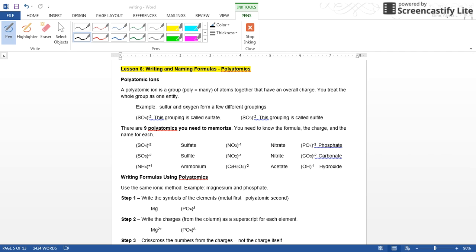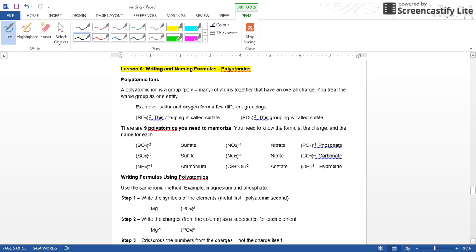Okay, so there are what's called polyatomics. You're going to need to know about 9 of them that you're going to see throughout the entire year. If you don't know them, it's going to be very challenging. But basically, it's going to be a group of atoms together that have an overall charge. They're treated as one entity and they have one name. So these are the 9 that I was mentioning.